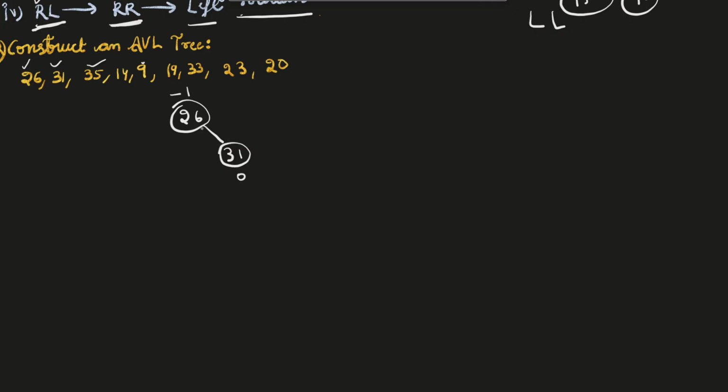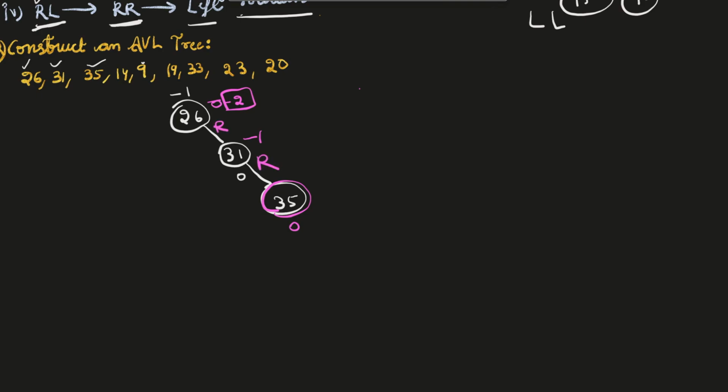It is also greater than 26 and greater than 31. So now if you check the balance factor, let me change the color to show the difference. Leaf node would have 0, 31 would have -1 because it is 0 minus 1, 26 would have 0 minus 2. So now the problem has occurred due to insertion of 35. So it is because of RR.